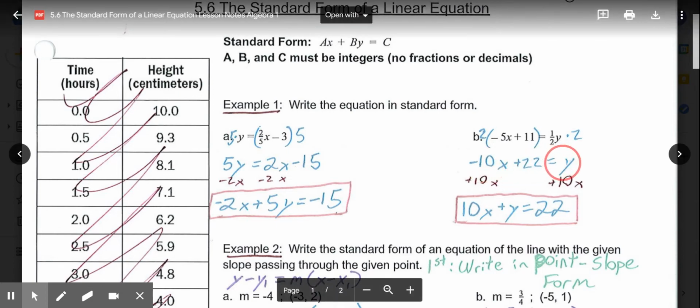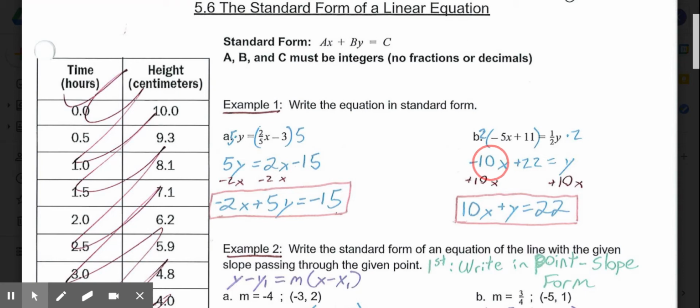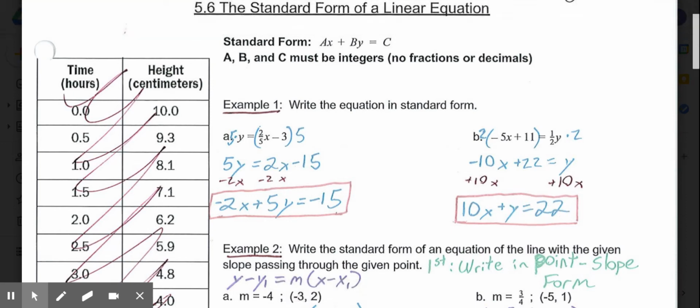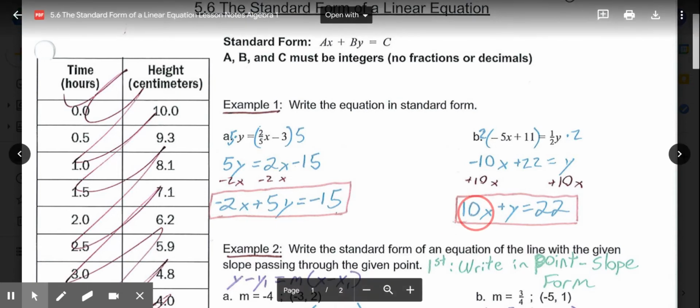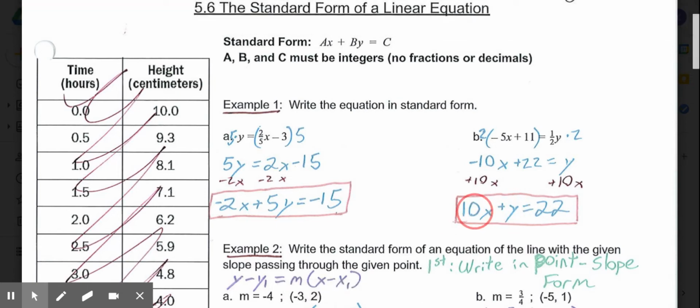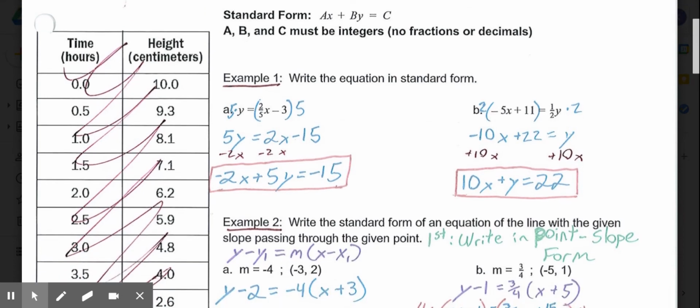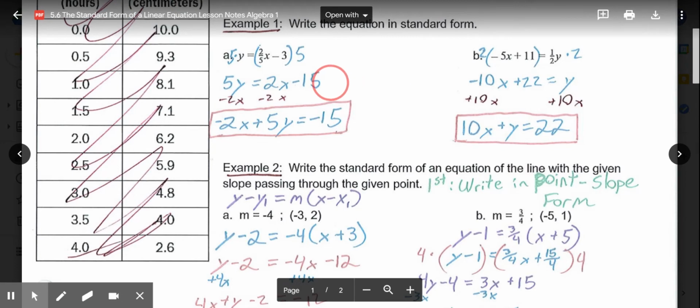I want to get my x and y's to one side and leave the constant, the number, on its own. So I'm going to add 10x to each side to get rid of this negative 10x. So I end up with 10x plus y equals 22. And that would be our standard form of the line. It's in the form ax plus by, so whatever number times x plus whatever number times y equals the number on its own. So that is if we're already in slope-intercept form going to standard form.